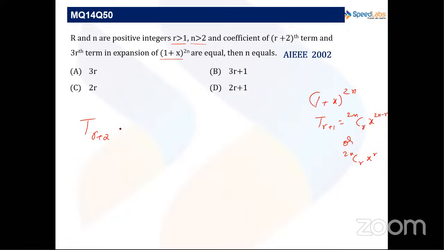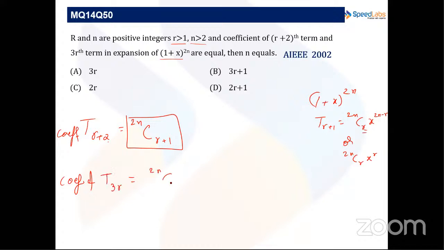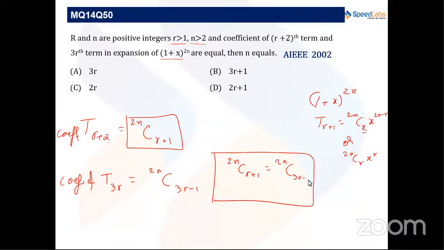So the (r+2)th term will be 2nC(r+1) x to the power r+1. We are interested only in the coefficients, so we are writing the coefficient of it. And the coefficient of the 3rth term will be 2nC(3r-1). If we equate these two, 2nC(r+1) is equal to 2nC(3r-1).